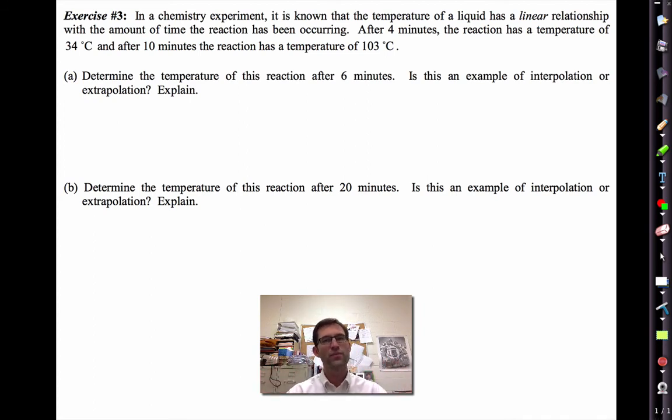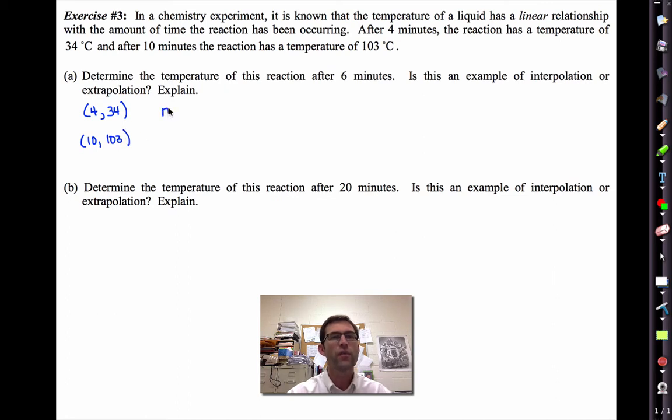One thing that I could do right away is form the equation of the line and use it to do all the predictions. But I'd like to use an approach like what we did in the last exercise. In other words, I've got this one point, which is 4 minutes, 34 degrees, and I've got this point at 10 minutes, 103 degrees.